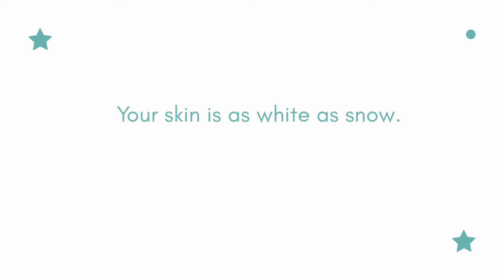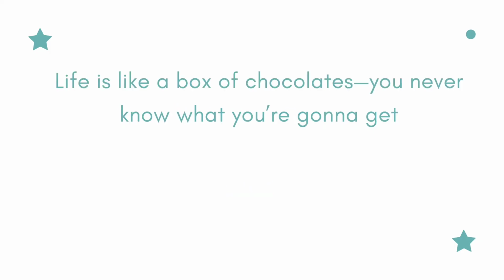Number 1. Your skin is as white as snow. What do you think is the answer? Correct. It's a simile. Number 2. Life is like a box of chocolates. You never know what you're gonna get. The answer here is very good. It's an analogy.